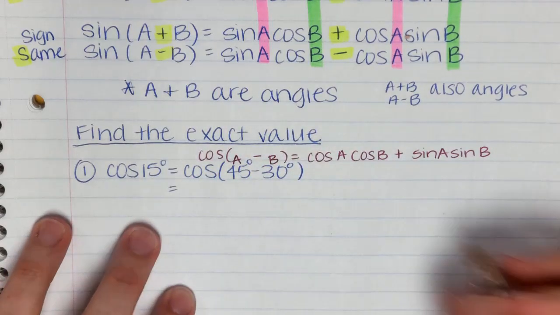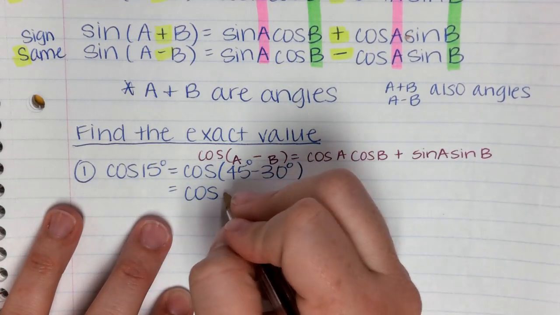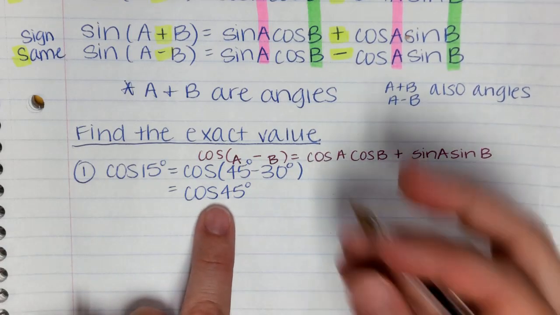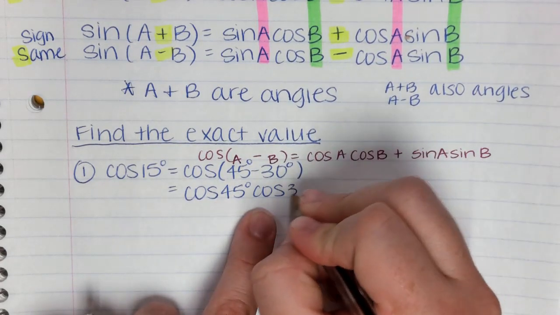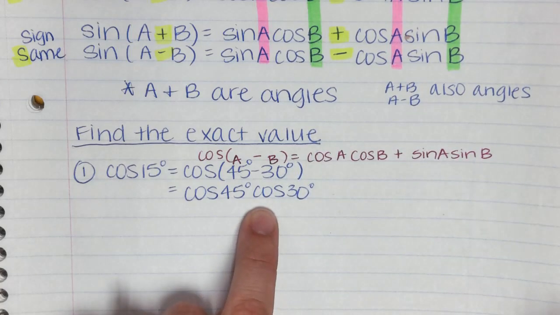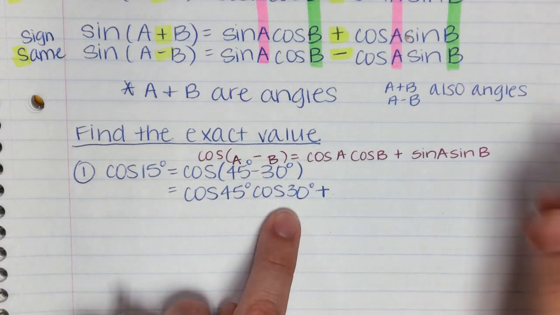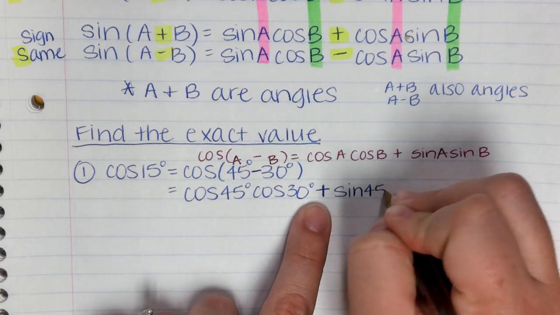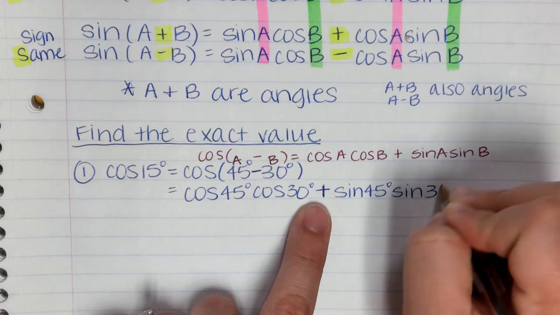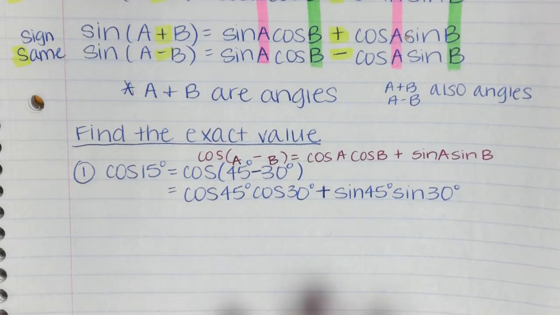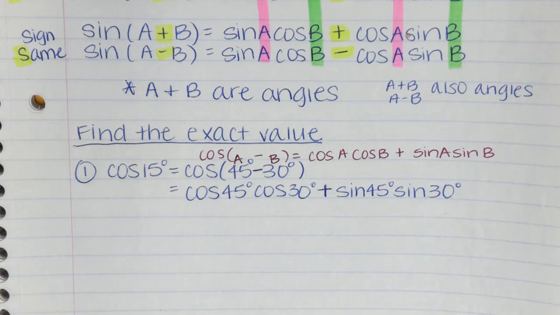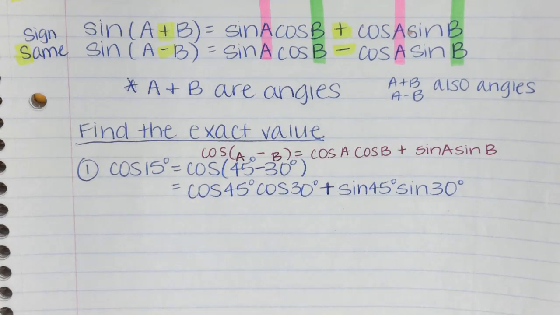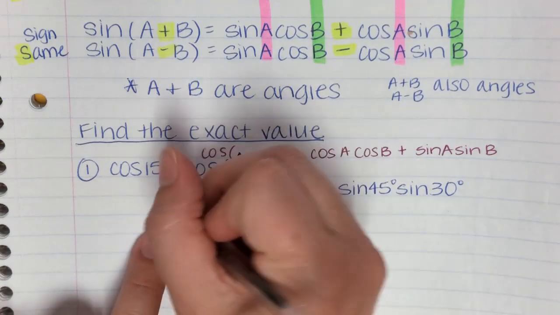So this is going to equal cosine of 45 times cosine of 30. Please put your degree symbols on all of those degrees. Plus, because that's a minus and it changes to a plus, the sine of 45 degrees times the sine of 30 degrees. Because we picked 2 angles on the unit circle, I know the sine and the cosine of both of those angles. That will allow me to calculate this cosine of 15 and get an exact value without using a calculator. Okay? So let's evaluate.